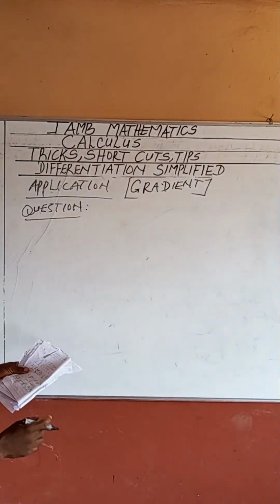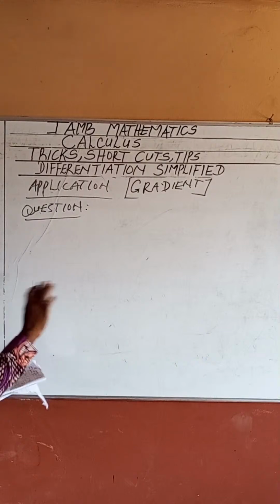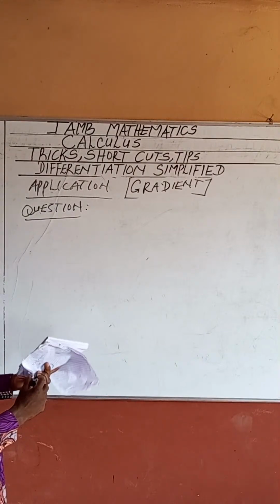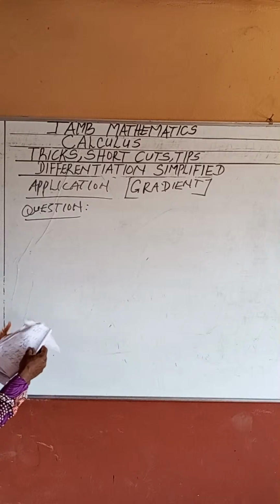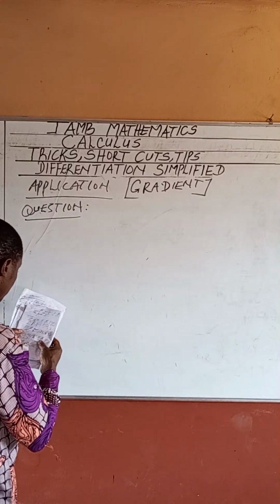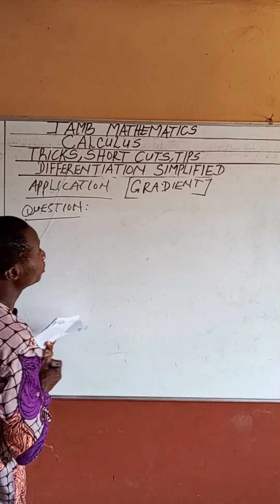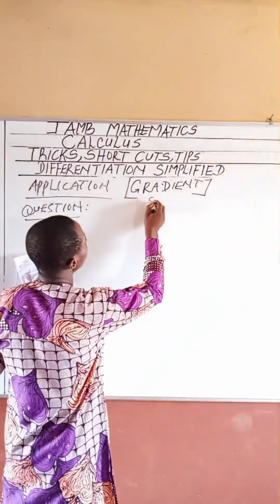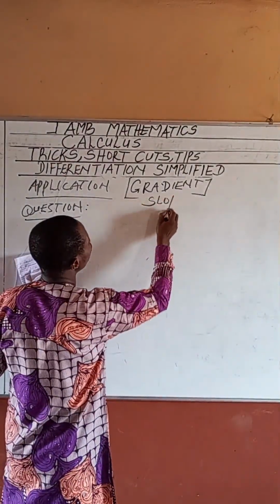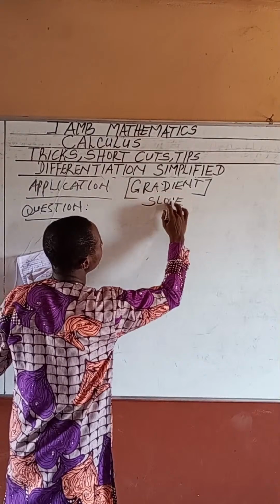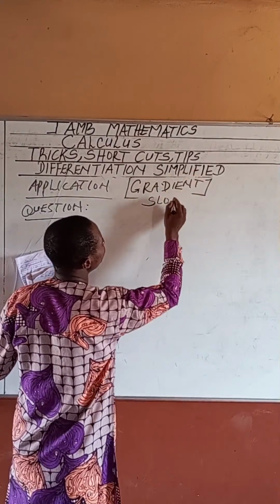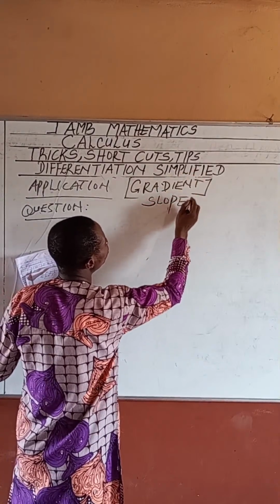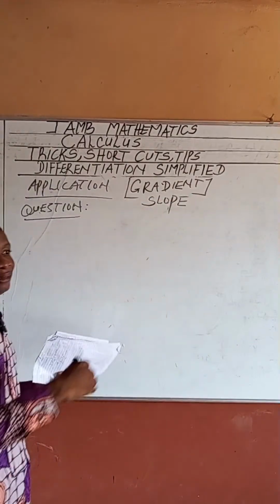the former one, the one we did on gradient or coordinate geometry on ordinary maths. Okay, this is gradient. So let's take some questions in gradient. Gradient also means slope. Don't forget, gradient means slope. How slopey is the land?